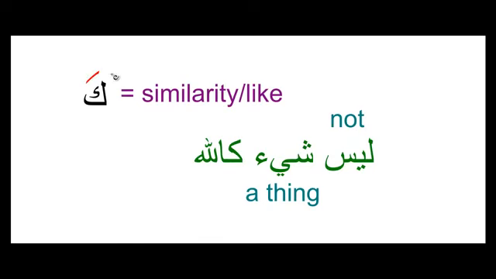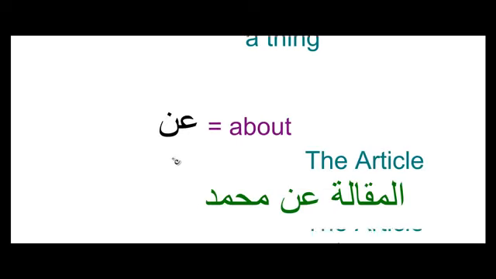Number 3 we have ka. And this kaf shows similarity or likeness. So here we have laysa shay'un kallahi. Laysa means not, or there is not. Shay'un, a thing, kallahi, like God. Again, I added the kasra because of the kaf. So again, laysa shay'un kallahi. There is not a thing, anything, like God. These 2 dhammas tell me that it can be anything, not just one thing. Laysa shay'un kallahi. There is not anything like God.